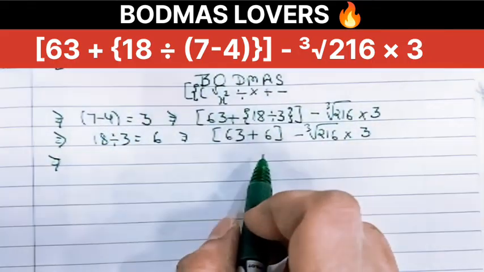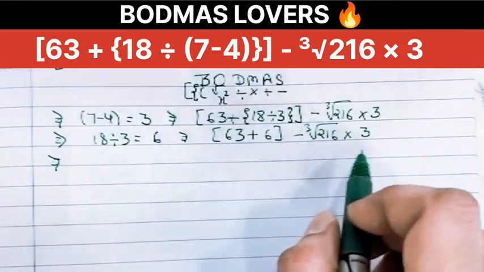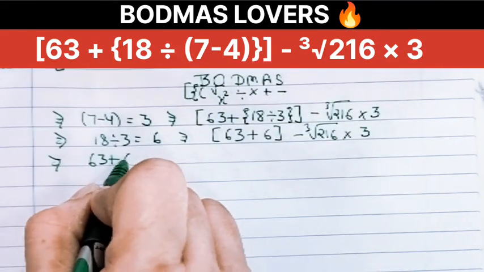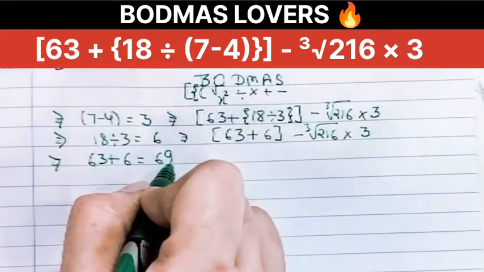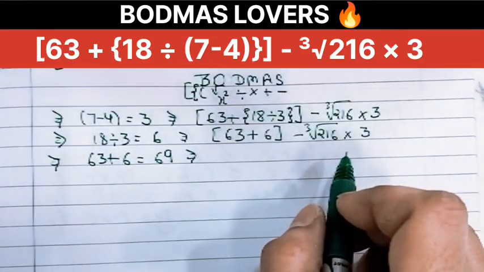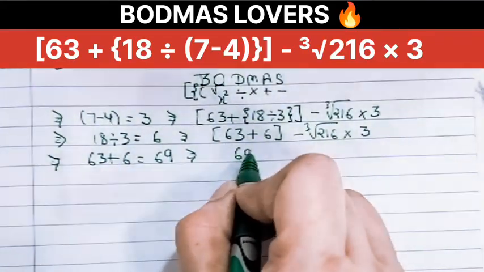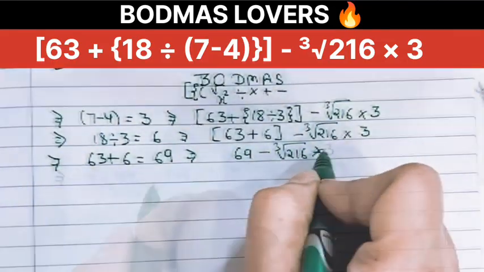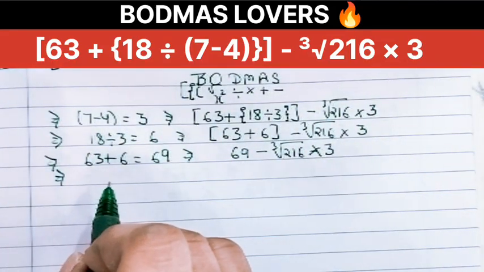According to the next step, we solve the square brackets, the final remaining bracket group, and now 63 plus 6 equals 69. According to this step all the brackets are cleared from this expression, and now the current expression becomes 69 minus cube root of 216 multiplied by 3. Now move to the next step, solve the cube root.